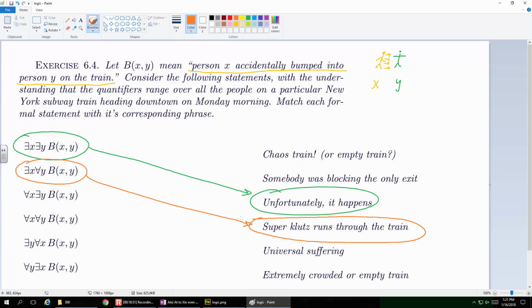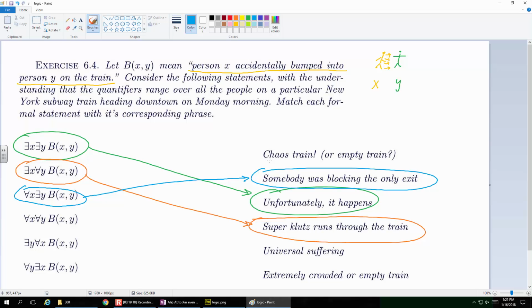Okay? So now if we flip what we're saying, well, now what does the third statement say? That's gotta be somebody who's blocking the exit. Right. Yeah. So, poor guy. Well, it's his fault anyway. Don't block the exit, otherwise everybody will bump into you, right? That's what it says.